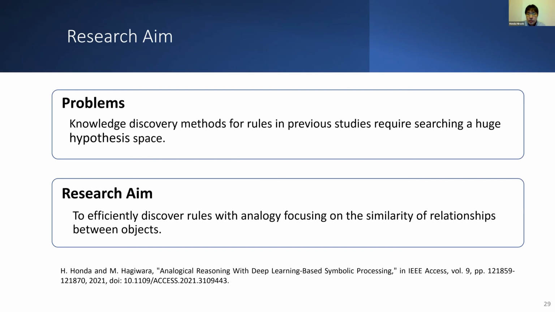There are problems with knowledge discovery methods for rules in previous studies. These require searching a huge hypothesis space. We think one of the solutions is to efficiently discover rules with analogy focusing on the similarity of relationships between objects. I will introduce our study of analogical reasoning with Neuro-Symbolic AI. This study is inspired by our previous study of Neuro-Symbolic AI.